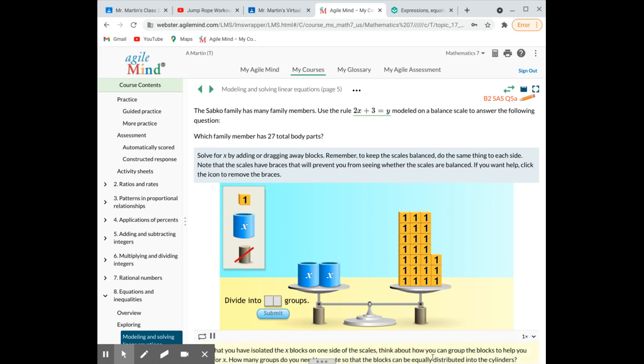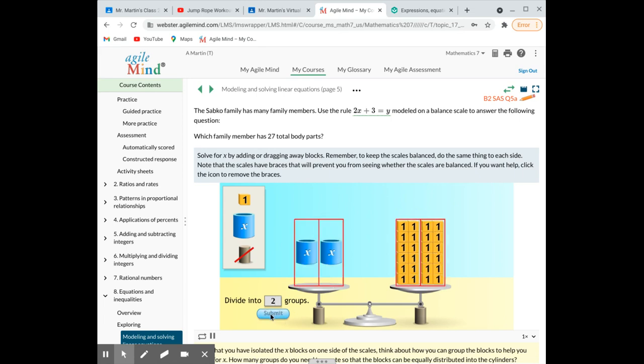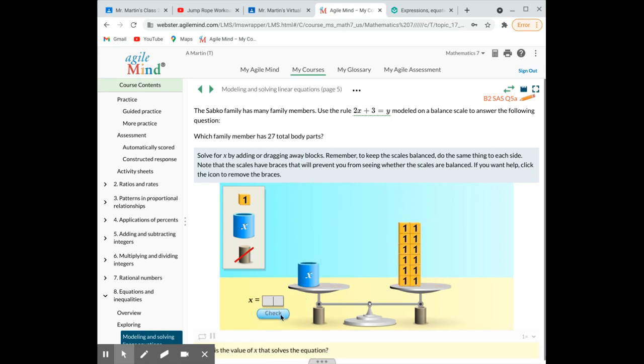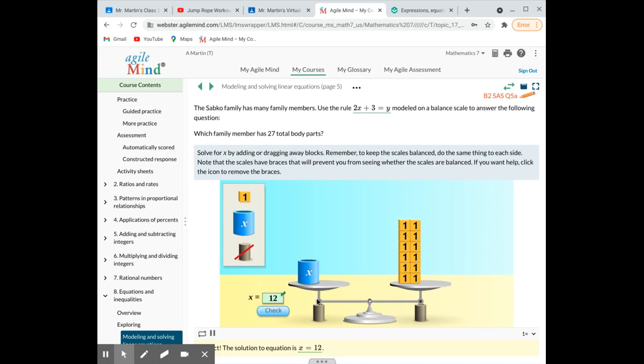All right, so now it says divide into how many groups? How many groups are there? 2. Okay. 2. So when we do that, what's X going to end up being? 12. Does that make sense to everyone? Yes, sir. All right, so if we do 2 times 12, we get 14, and 14 plus 3 is?